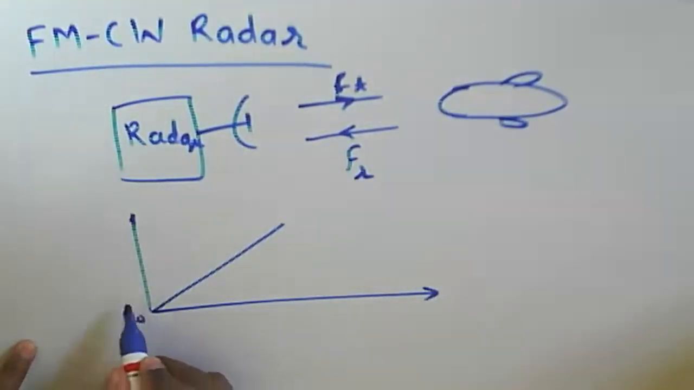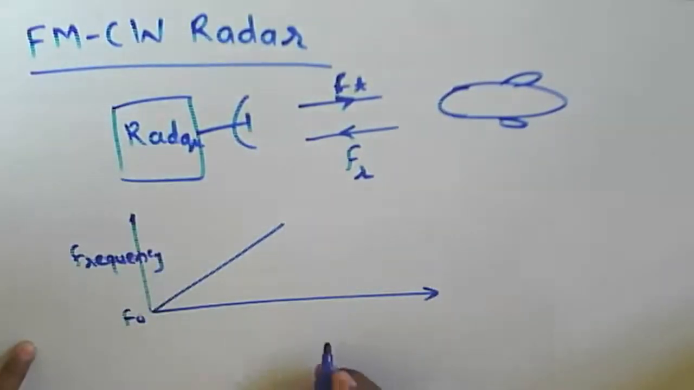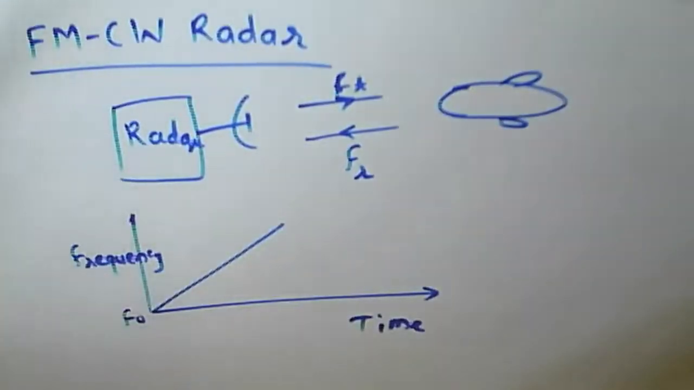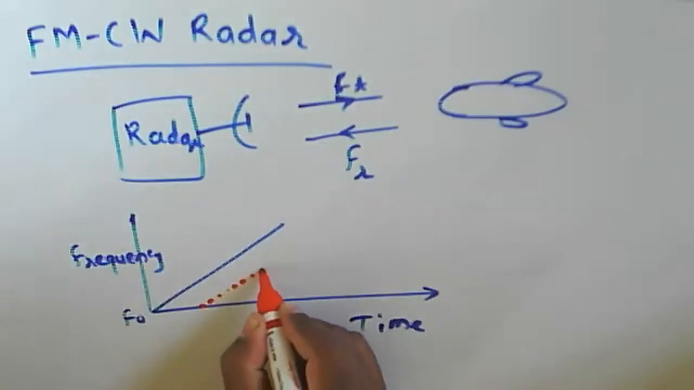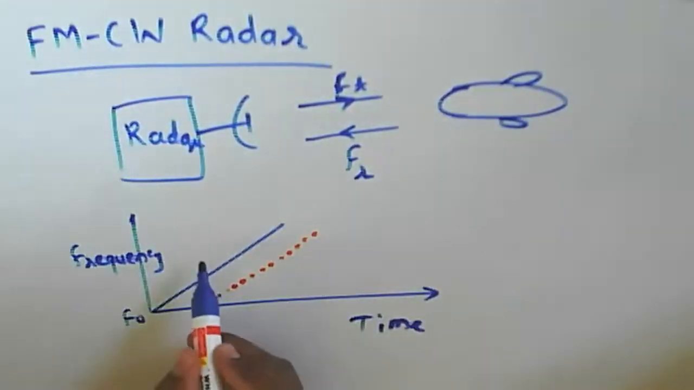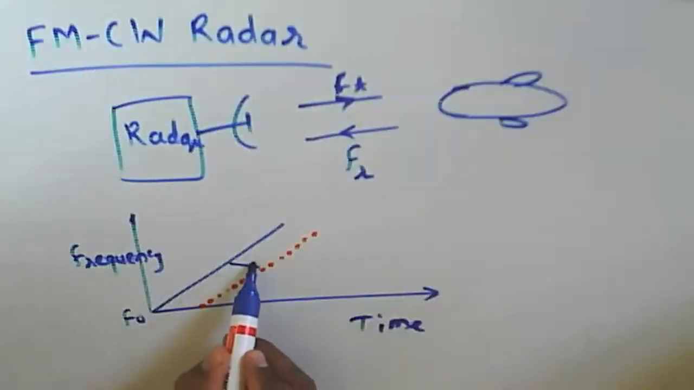Okay, we can say that this one is about the frequency, and this one is about the time. Your signal frequency increases linearly, and at the same time we are supposed to receive the echo signal. In that case we are receiving the echo, and if you consider that echo, there is a small difference in the frequency.